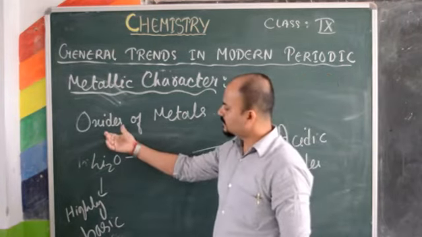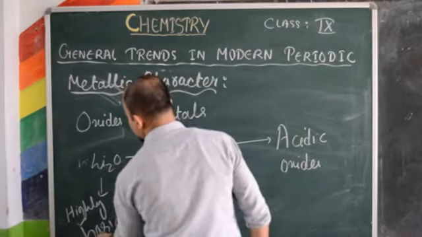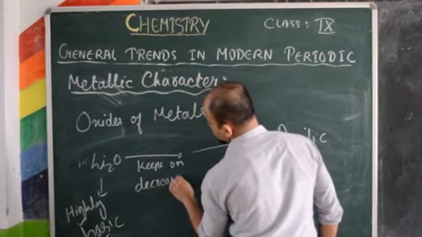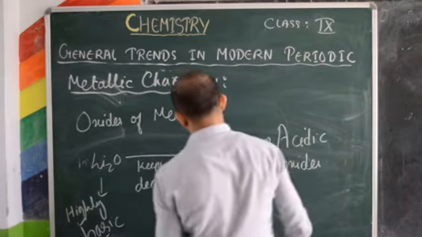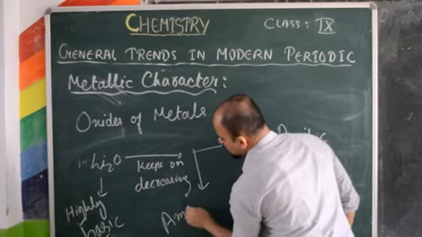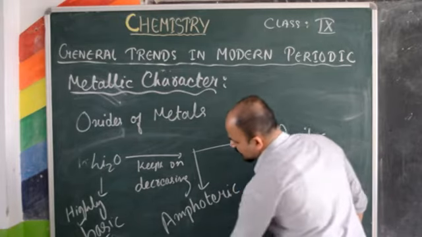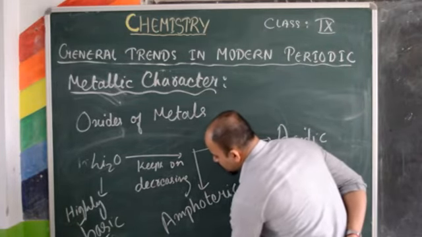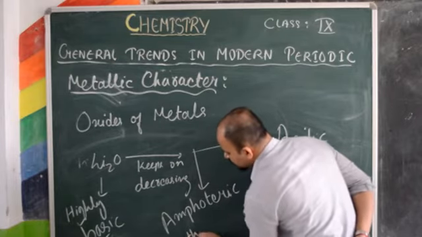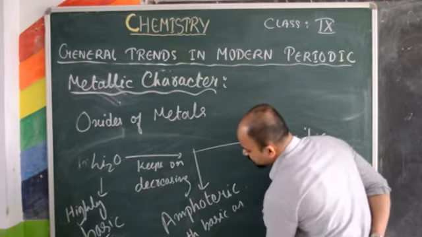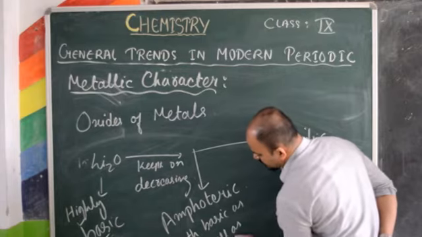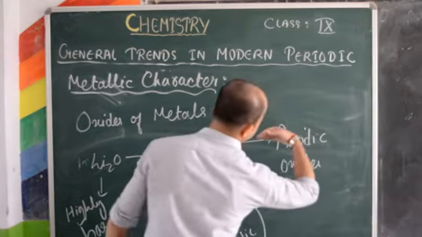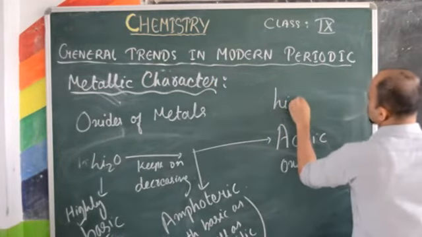So what is happening with the oxides of metal? If they lie on the extreme left, they are highly basic, then it keeps on decreasing as you move towards the right hand side of the periodic table. In between, they become amphoteric. Amphoteric means they show both acidic property as well as basic property. Sometimes they act as acidic, sometimes as basic. And finally they become acidic, and as you move to the extreme right, they become highly acidic oxides.